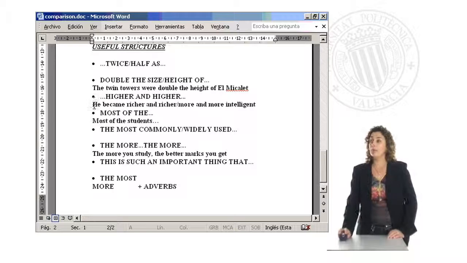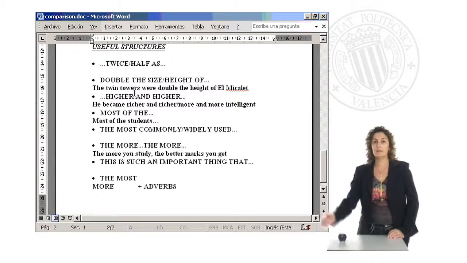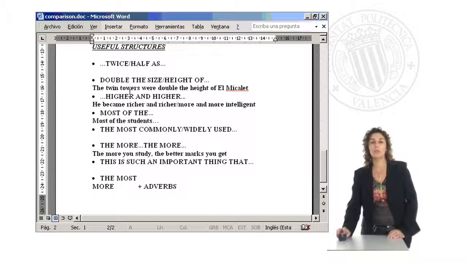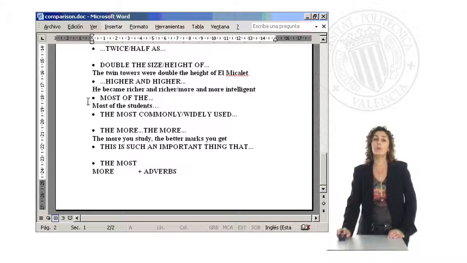For example, I've got here one sentence: he became richer and richer, or he became more and more intelligent. So as you can see, when we repeat this, we are saying that each time he was more and more the quality you want to describe. Okay? Another interesting structure is when we use "most of": most of the students are in the class, most of the students are involved in projects, etc.